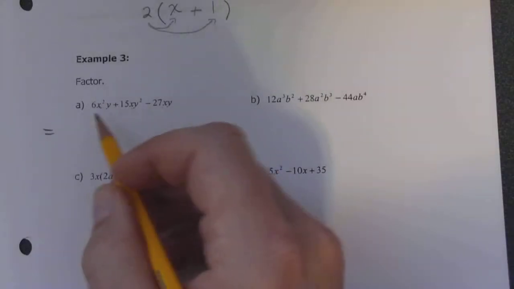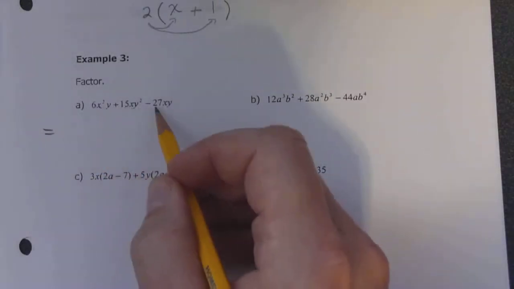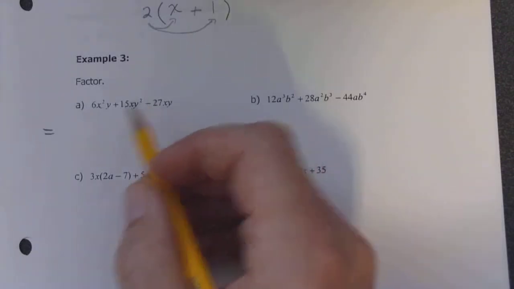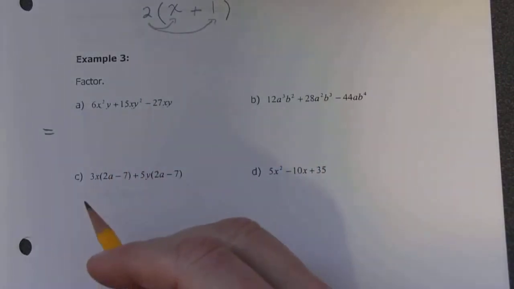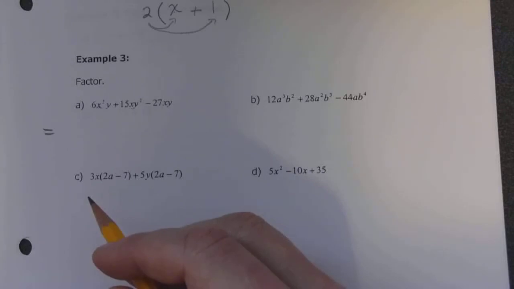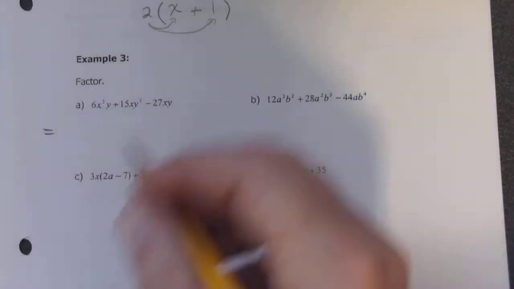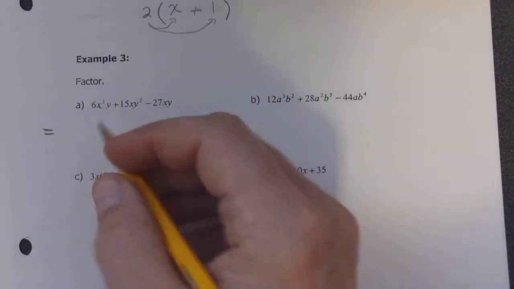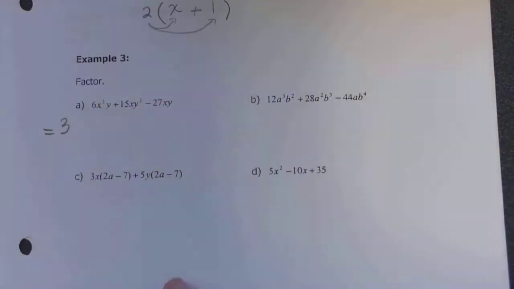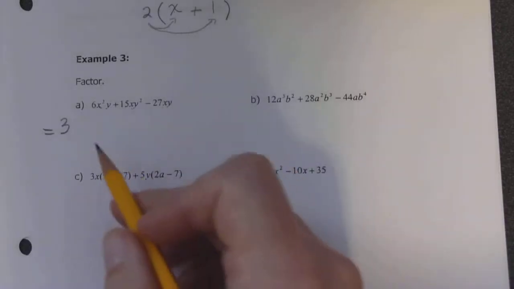So again, do your coefficients first. Okay? So 6, 15, 27, what goes into those evenly? So you got to be half decent with mental math over here, okay? So yeah, 3 goes into them evenly, all 3 of them.